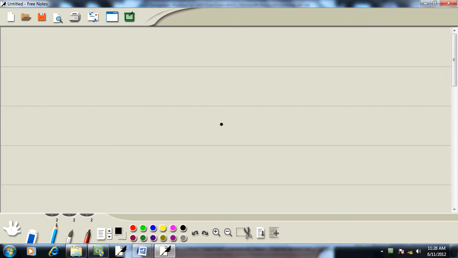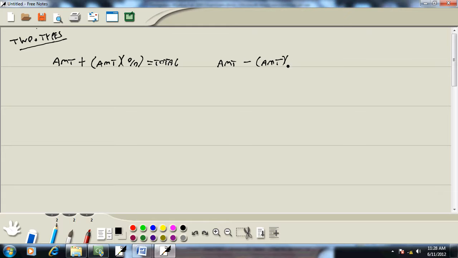We've got basically two types of problems, and there are different ways of working these, by the way. We have a type where you start with an amount and you add your amount times a percent, and that's going to give you your total. And you have the second one where you start with your amount and you subtract your amount times a percent, and that's going to give you your total.